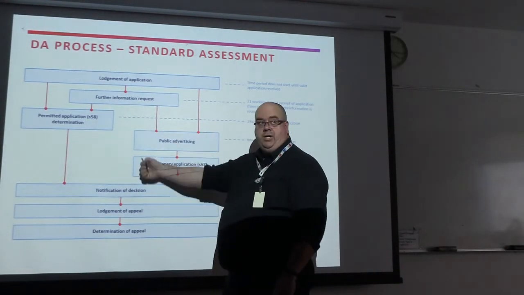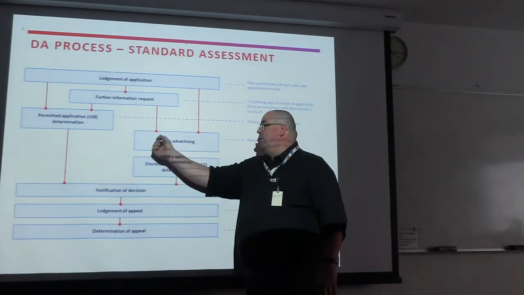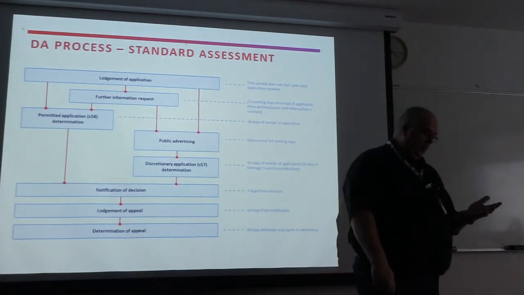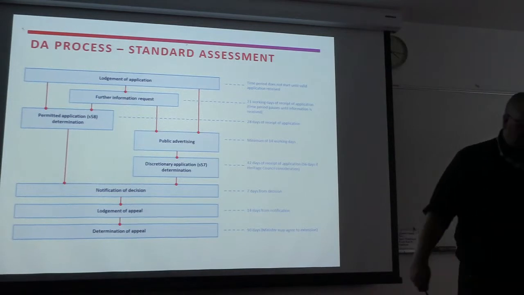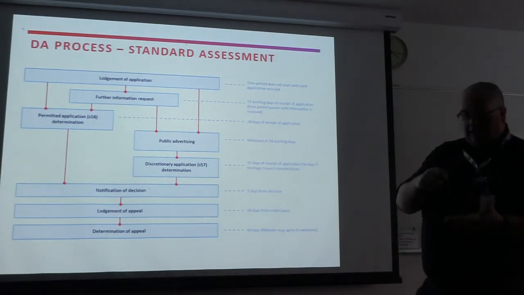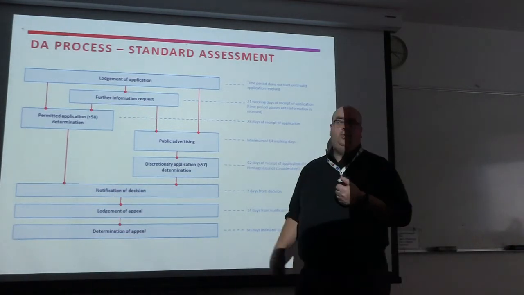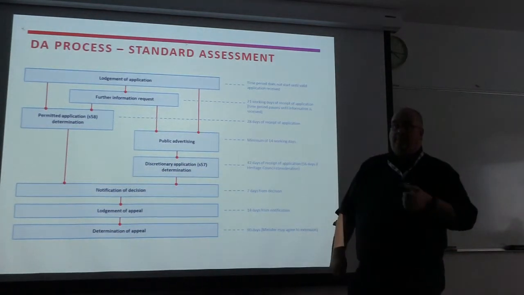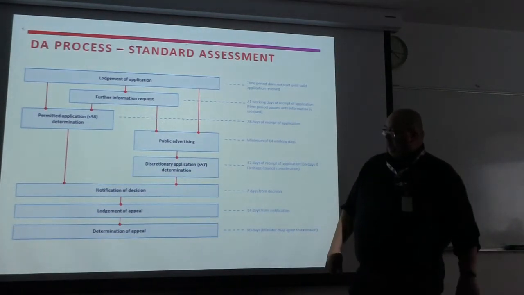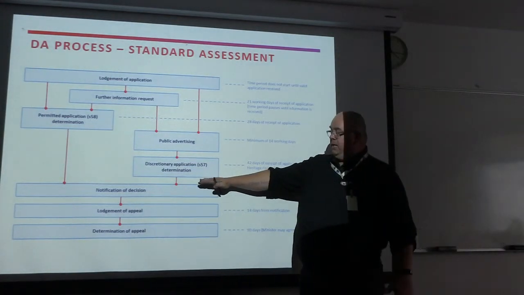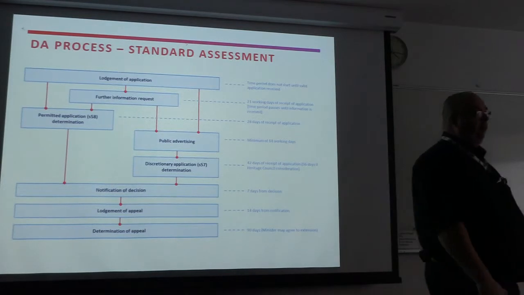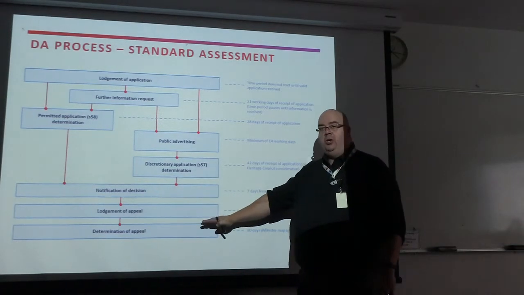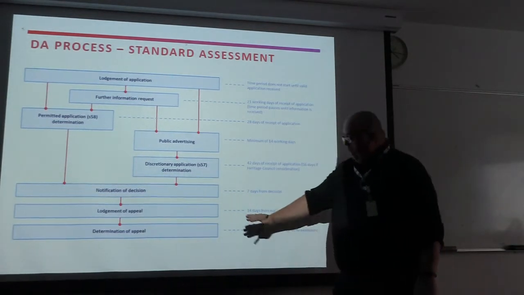When we received it, we advertised it. People made representations during the advertising period. So the notice on the site, the letter to adjoining landowners and occupiers, and the notice in the paper constituted advertising. It was a discretionary application. We wrote a recommendation and went to council. Council made a decision to refuse it. The applicant was notified. They lodged an appeal. We went to the tribunal.